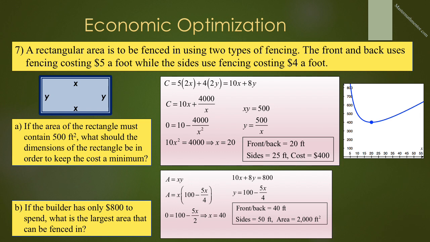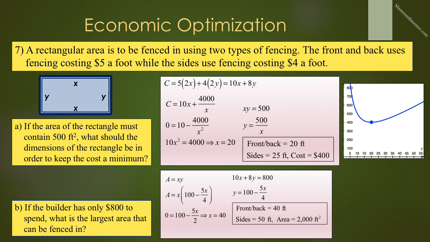Two variables again, so we need a relationship between x and y, and we know that the cost, 10x plus 8y, must equal 800. And therefore y is equal to 100 minus 5 fourths x. Therefore A is equal to x times 100 minus 5 fourths x. Taking the derivative and setting it equal to 0, we get 0 equals 100 minus 5 halves x, and that gives x is equal to 40.